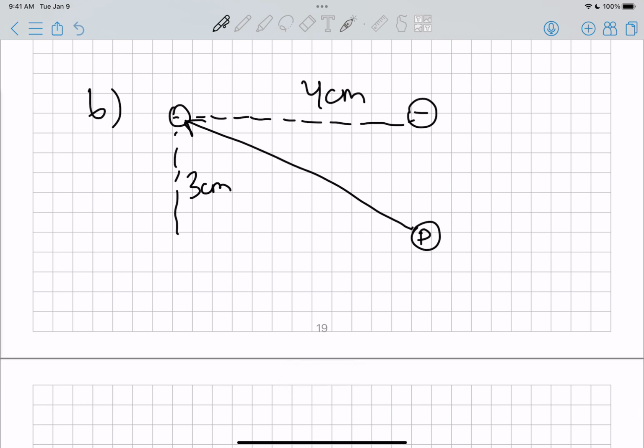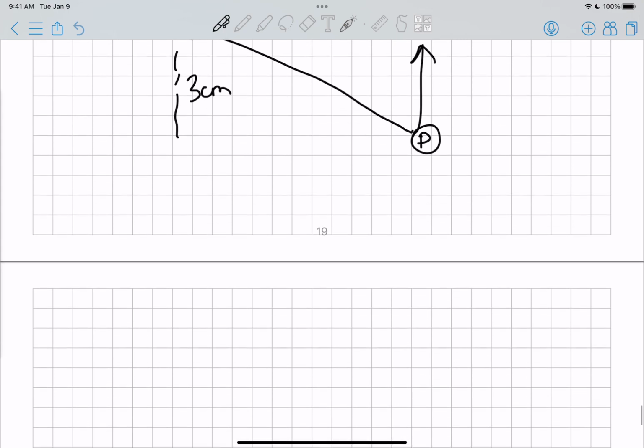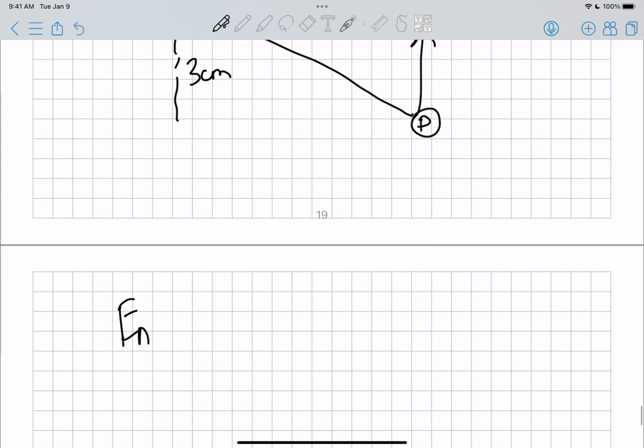What's the electric field that point P is feeling from Q2? How would we draw it? Moves up, right? Because P, we're assuming it's a positive test charge, so it would be attracted to the negative. So it would just move upwards, right? Is there an x component to the electric field of Q2 on P? No, just y, right?